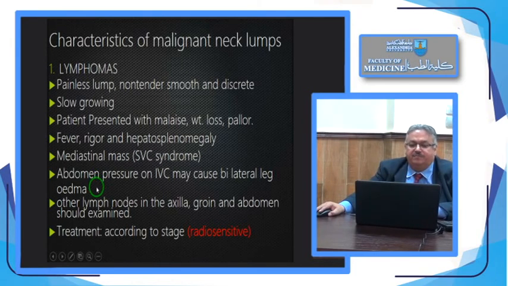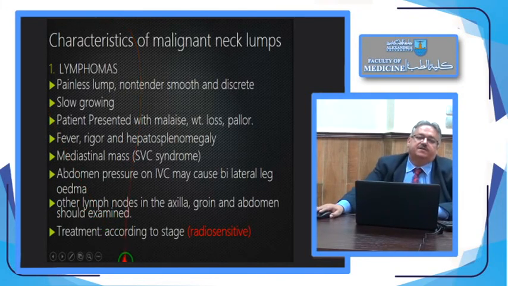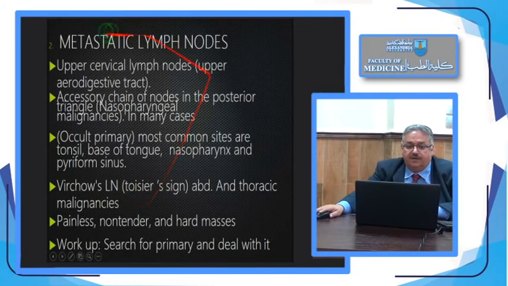If there is an abdominal mass, there might be pressure on the inferior vena cava and it might lead to bilateral leg edema. And again, laying very much stress on the importance of general physical examination, you need to detect if there are any other lymph nodes in the axilla, groin, and abdomen. Treatment is according to the stage. It's a very radiosensitive disorder.